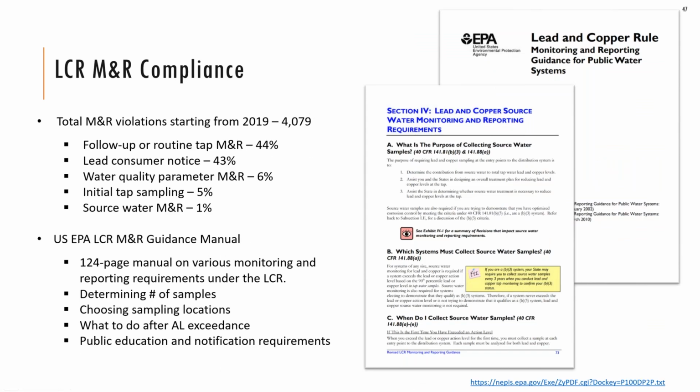Here is the data from the 2019 monitoring reporting violation, which shows that there are about 4,000 violations attributed to LCR. A majority of these violations were from failing to collect or report follow-up or routine samples, or provide lead consumer notices. The EPA has an LCR monitoring reporting guidance manual, which is a 124-page manual, which provides information on the monitoring and reporting requirements under the LCR.